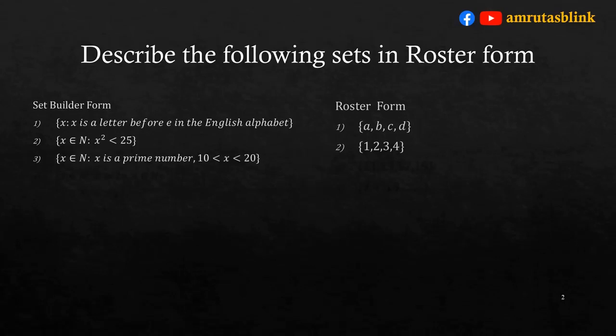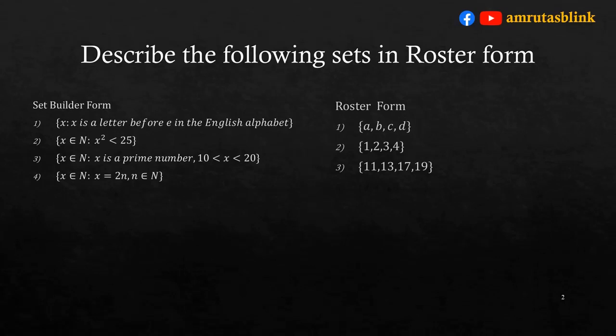X belongs to N such that X is a prime number and there is one more condition given as 10 less than X less than 20. That means X should be a prime number between 10 and 20. Such prime numbers are 11, 13, 17 and 19. We'll move to the next question.